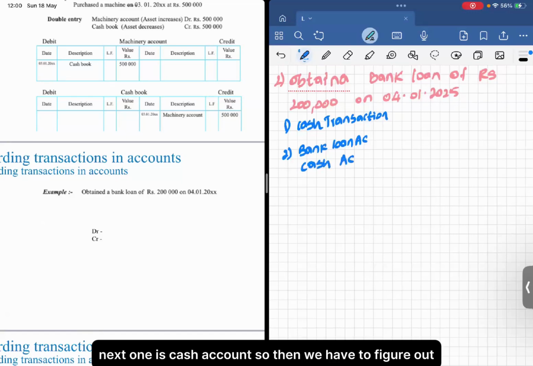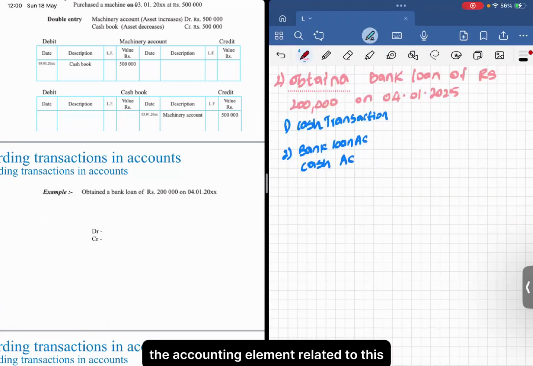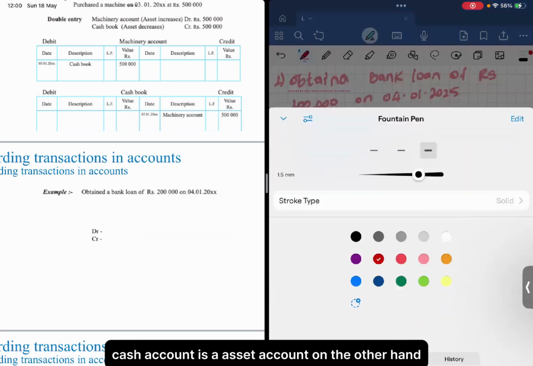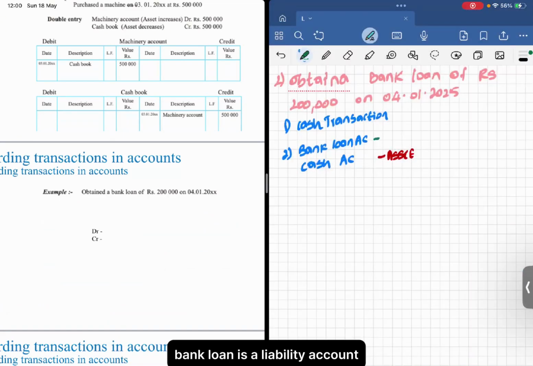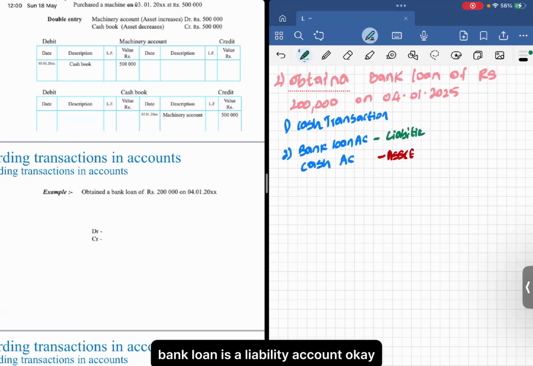So then we have to figure out the accounting element related to this. Now, cash account is an asset account. On the other hand, bank loan is a liability account. Okay, bank loan is a liability account.